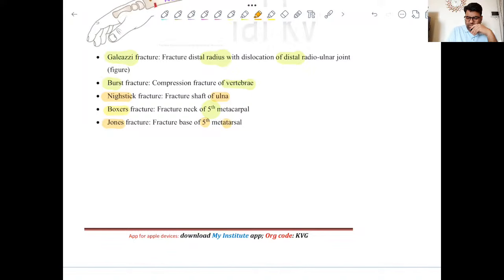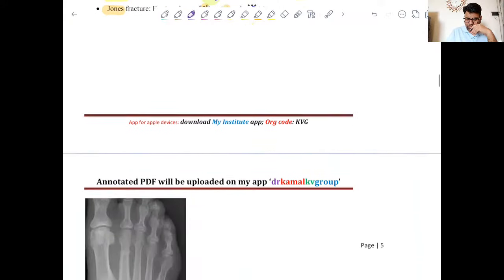Boxer's fracture, this is neck of 5th metacarpal, and Jones fracture is the base of 5th metatarsal, right? So this is in hand, this is in foot. Clear? So 5th metacarpal, 5th metatarsal, Boxer and Jones fracture respectively.